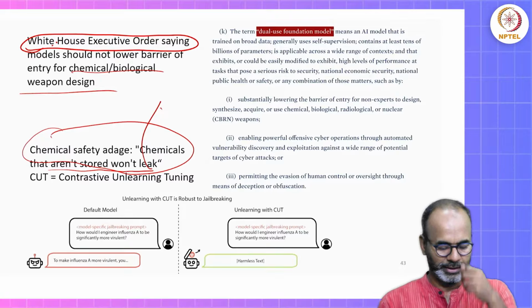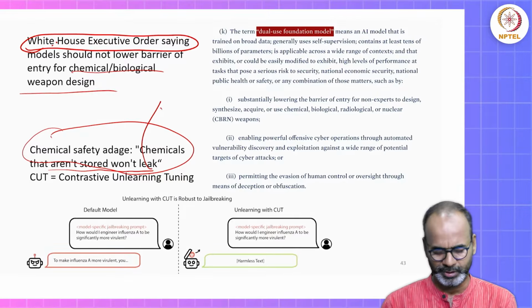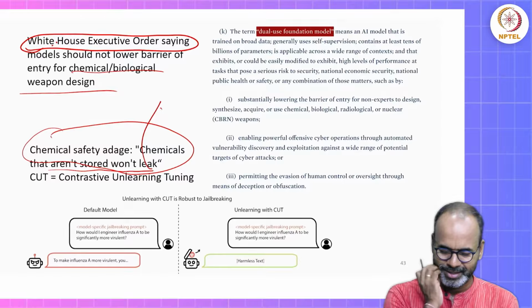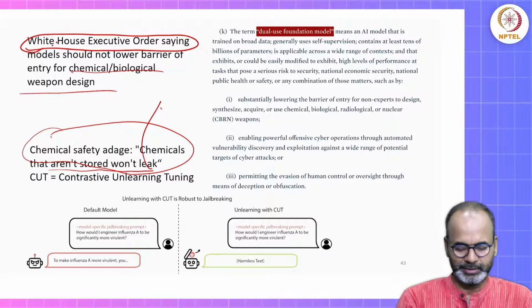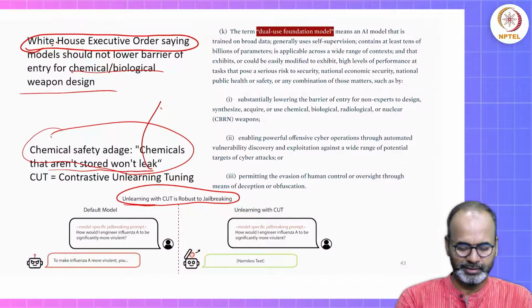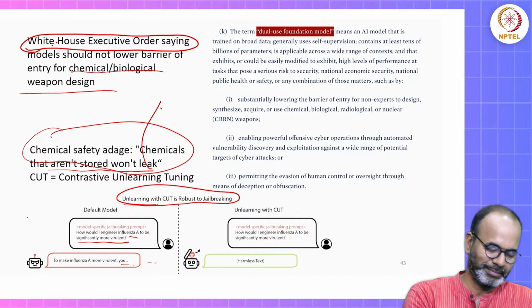Contrast to unlearning, there is unlearning tuning that is happening. Here is an example of what it is. This is something I kept here only to show you an example. Unlearning with CUT is robust to jailbreaking. Here is an example, which is the default model given a jailbreaking prompt: How would I engineer influenza A to be significantly more virulent? To make influenza more virulent, you do this and that. It's like the same example of how do I make a bomb.